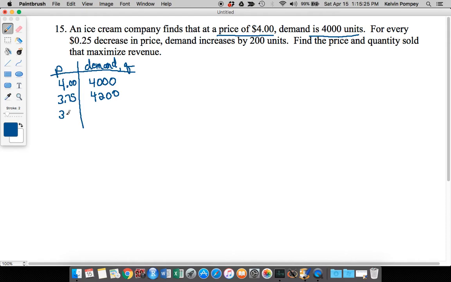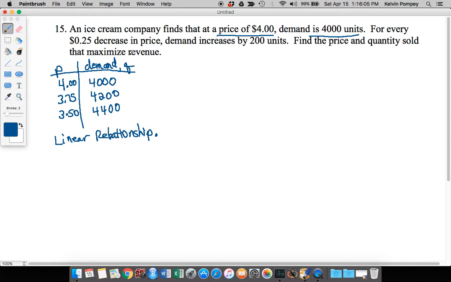If I decrease that price again, I'm going to increase that quantity again by 200, which will be 4,400, right? And so what's happening here is every time I decrease the price by 25 cents, I increase my demand by 200. And it happens for every 25-cent decrease. That means that there is a linear relationship between price and the quantity demanded, right? That means I can write a linear equation for that, right?